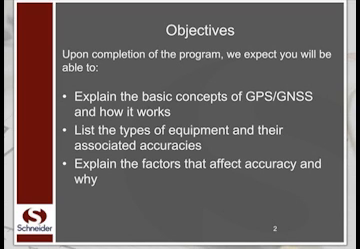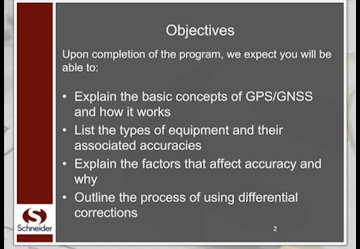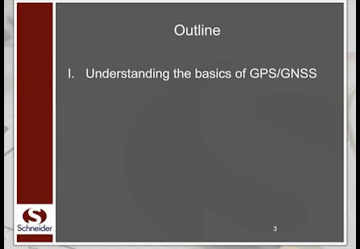The things that affect accuracy and why. This is a big issue with GPS. That people need to understand what things can go wrong and the things they need to be paying attention to. And then also outline the process of using differential corrections, which is one way or the way to improve our overall accuracy when we're using GPS.